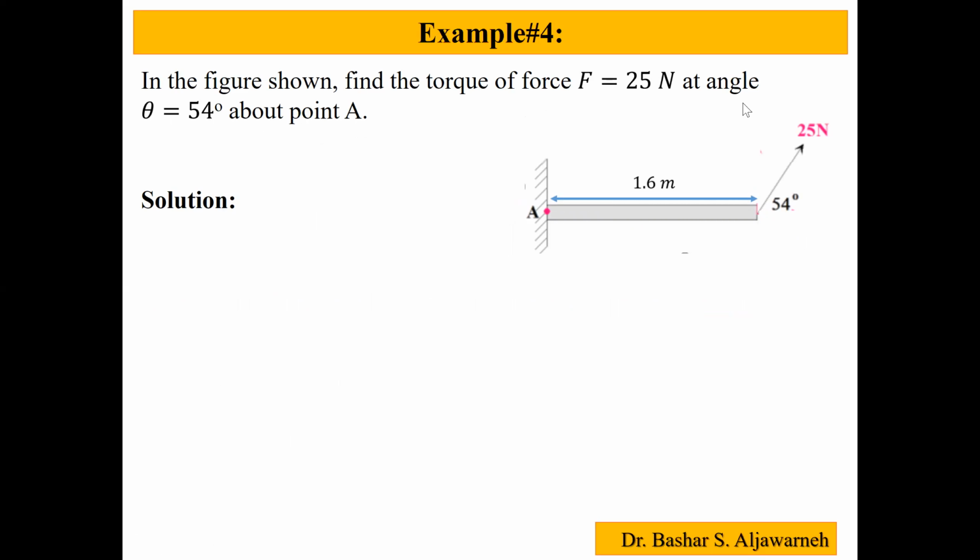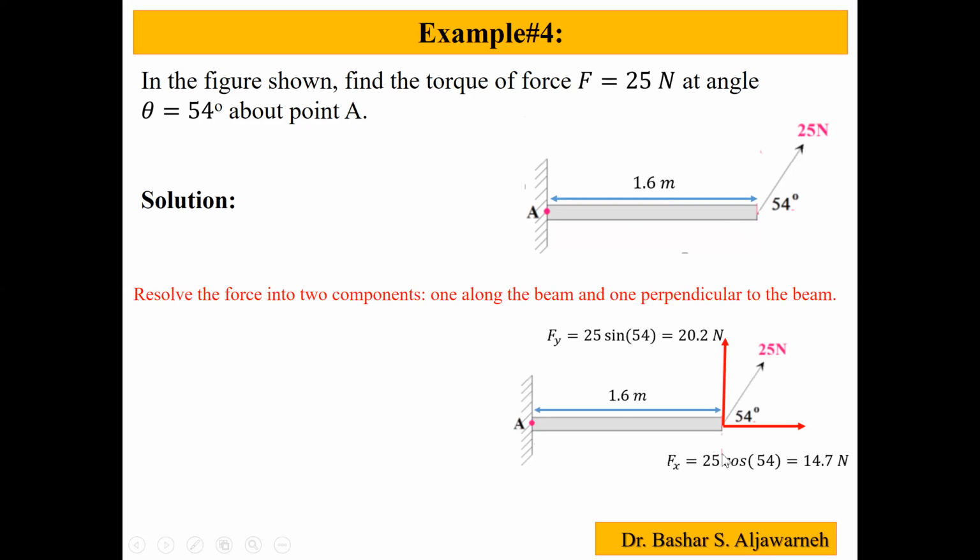In this example, calculate the net torque or the total torque at point A. This is the fixed point, or our pivot. Clearly, you can see that the force here is not perpendicular or parallel to the lever arm. Therefore, we need to resolve this force into two components, X component and Y component, as you can see here. So we have Fx along the X-axis and Fy along the Y-axis.